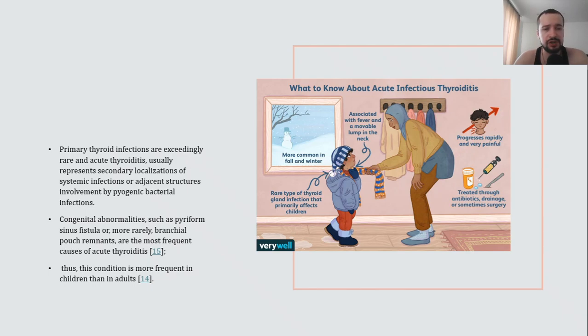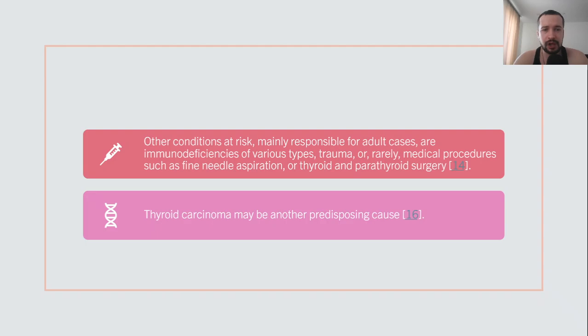Congenital abnormalities such as piriform sinus fistula or, more rarely, branchial pouch remnants are the most frequent causes of acute thyroiditis. Thus, this condition is more frequent in children than in adults. Other conditions and risks mainly responsible for adult cases are immunodeficiencies of various types, trauma, or rarely medical procedures such as fine needle aspiration of thyroid and parathyroid surgery. Thyroid carcinoma may be another predisposing cause.